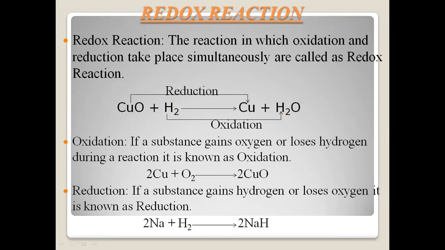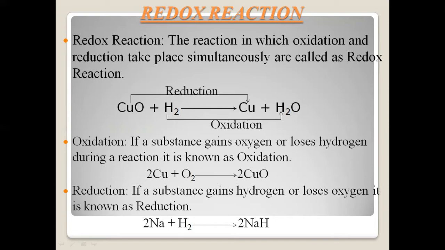Oxidation reaction. If a substance gains oxygen or loses hydrogen during a reaction, such a reaction is termed an oxidation reaction. For example, copper reacts with oxygen to form copper oxide. Here, oxygen is added to copper, so this reaction is termed an oxidation reaction.